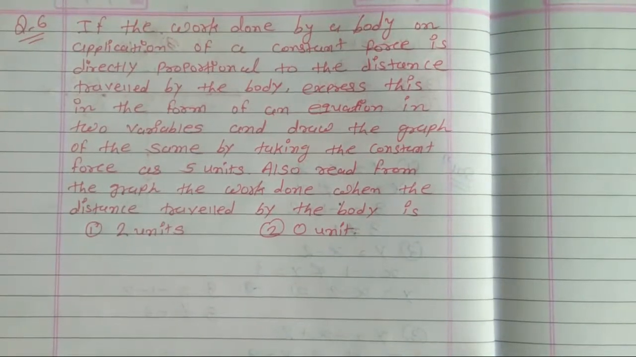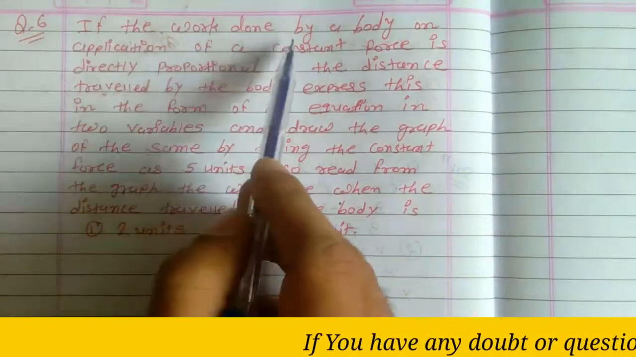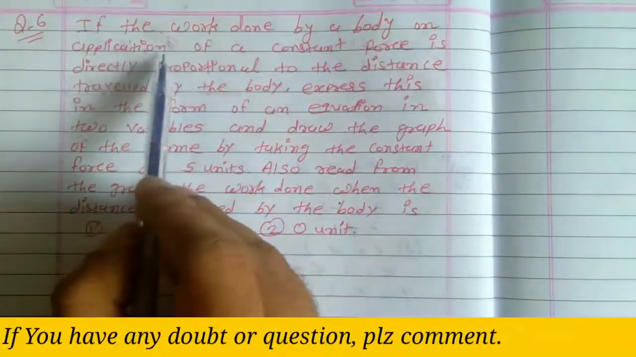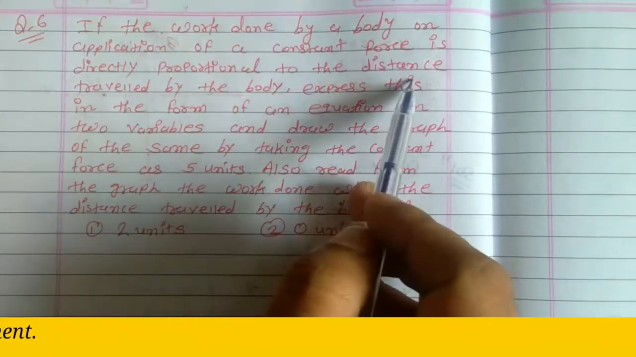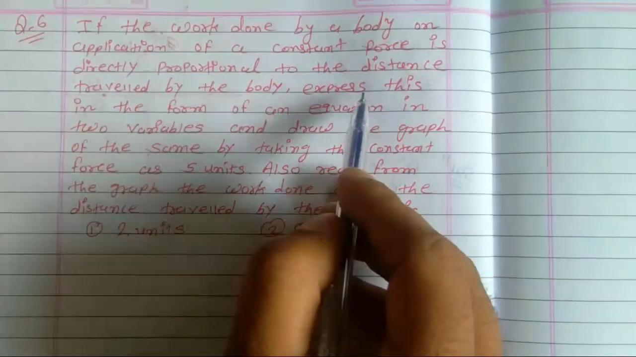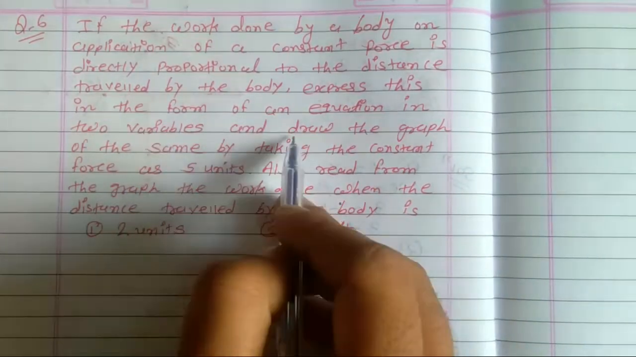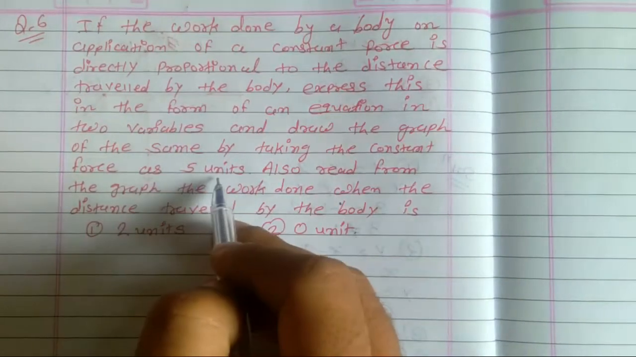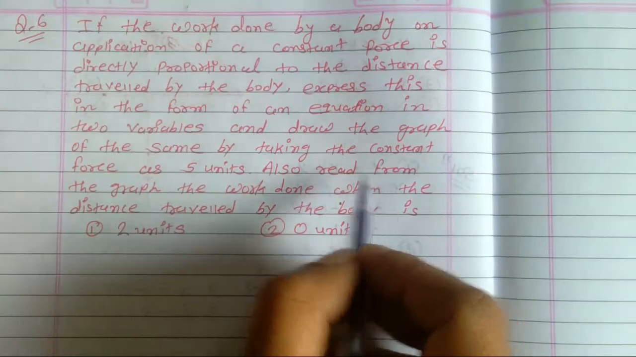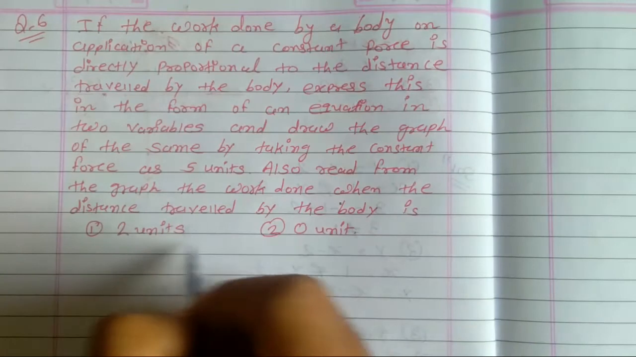Today we will continue class 9 exercise number 4.3 question number 6. In this question, if the work done by a body on application of a constant force is directly proportional to the distance traveled by the body, express this in the form of an equation in two variables and draw the graph of the same by taking the constant force as 5 unit. Also read from the graph the work done when the distance traveled by the body is 2 unit and 0 unit.